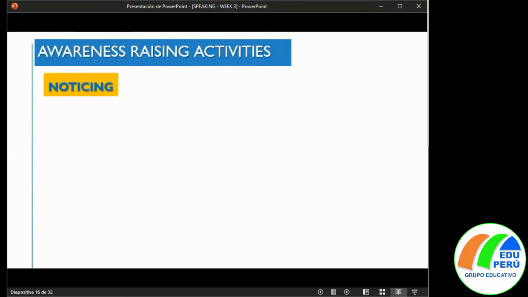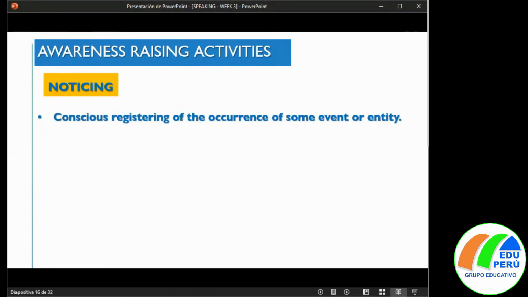Another one is noticing. Noticing is more than just paying attention. Noticing is conscious registering of the occurrence of some event or entity. So when do we notice things in a language? Can you tell me? Or when do they notice things in a language? When they are going to have some conscious registering of something in the language. In what kind of situations? No ideas?